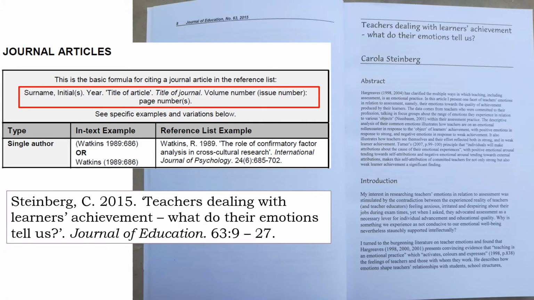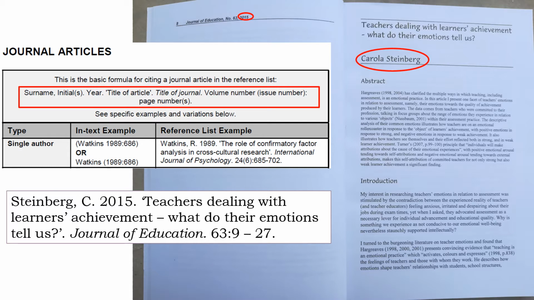Here is the full reference. Let's have a look at where we can find this information. We start with the surname. In this case, the journal article is written by Steinberg, comma, C, full stop. Next, we need the year. There it is on the left-hand side of the page, 2015.